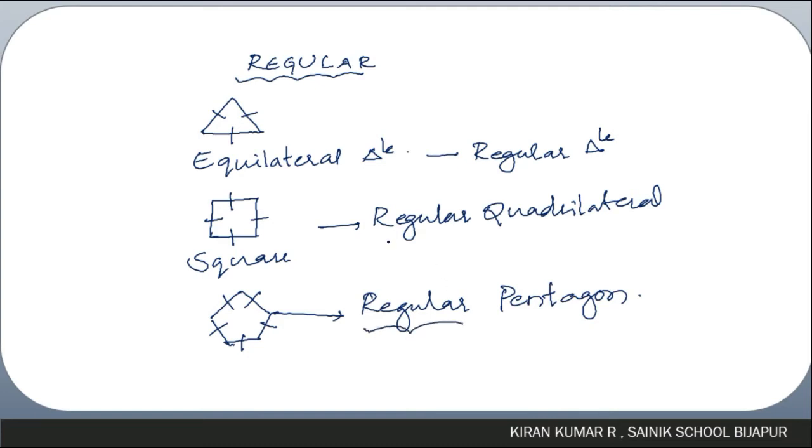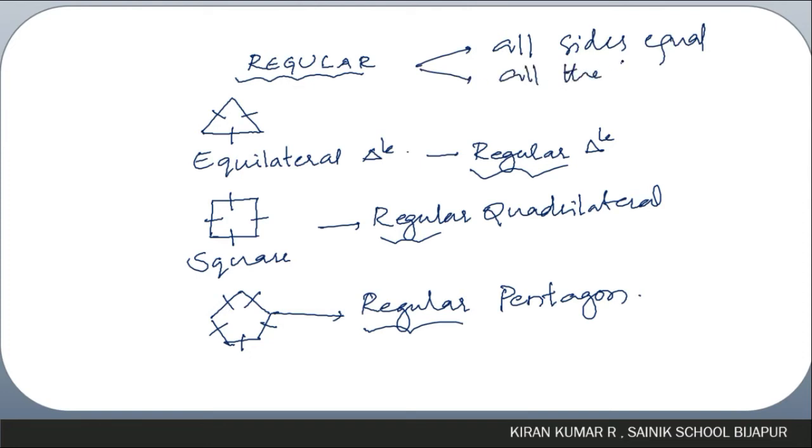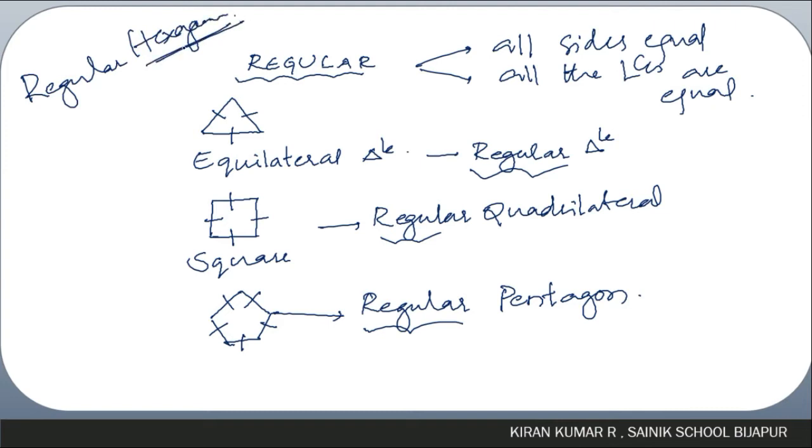So this word regular refers to all sides equal. Not only that, all the angles are equal. So a question arises here, what is the meaning of regular hexagon? What is a regular hexagon? We have learned hexagon refers to a six-sided polygon. A regular hexagon is one in which all the six sides are equal. Not only that, all the six angles are equal.